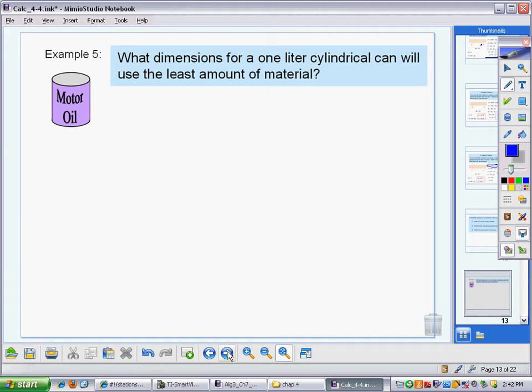So the question is, what dimensions for a 1 liter cylindrical can will use the least amount of material? Okay? So now here's my optimizing part. Least amount of material. Ready, geometry people? Here we go. What shape is that? Cylinder. What kind of equation am I going to use to find the least amount of material? Surface area. Circumference would be for a 2-dimensional shape. This is surface area. Can you visualize this can and find out how to find its surface area?